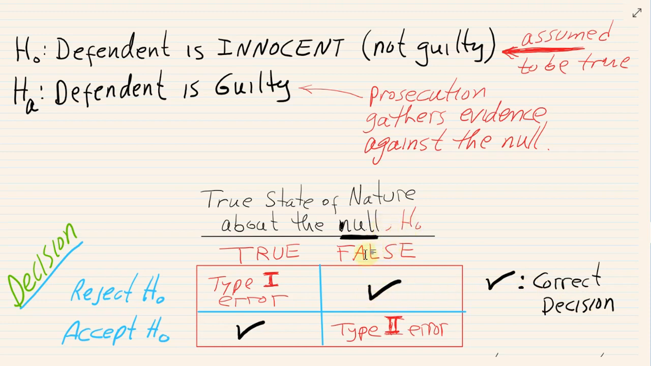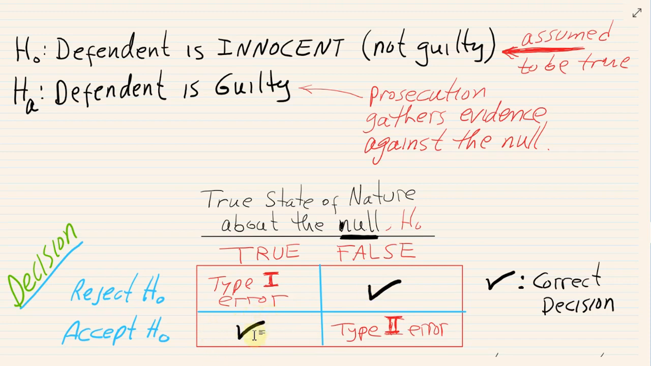So let's say the null is now false. The person in the courtroom is guilty. The truth of the matter is that the null is false. They're guilty. The jury comes out, rejects the hypothesis of innocence, means they found them guilty. So in this case, a correct decision was made. A person had committed a crime and they were found guilty of that crime. That's what we're hoping for.